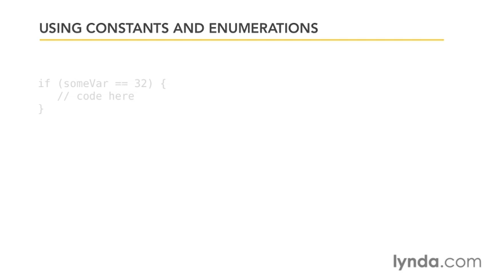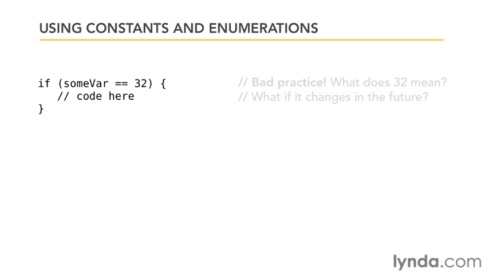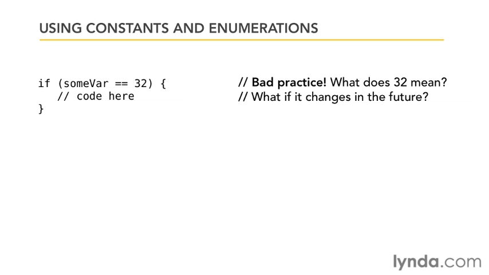Suppose we had some code that looked like this. So we have some if statement and we've got some variable and we're comparing it to the constant number 32. And if that condition evaluates to true, then some code is going to run. The problem is this is a bad practice. First of all, what does 32 even mean?